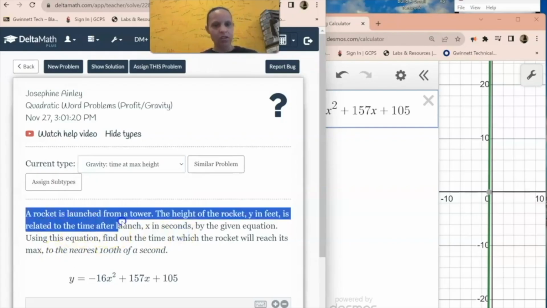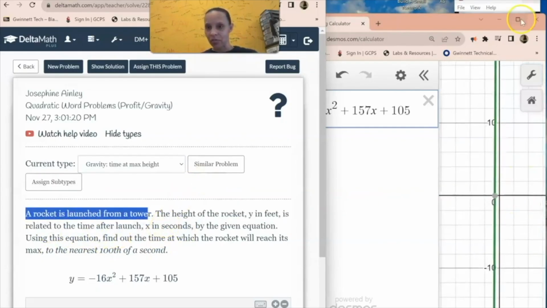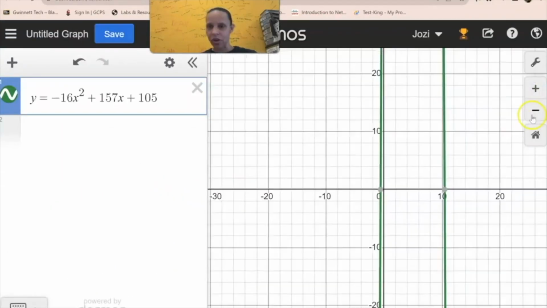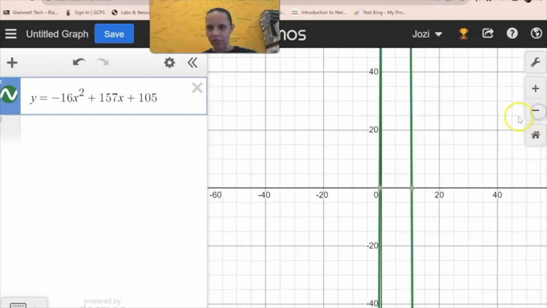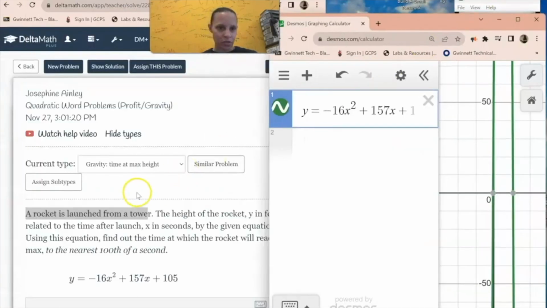So let's read it. A rocket is launched. So that means it's going to go up and then it's going to go down. So if I zoom out, and this is zooming in, this is zooming out. So I'm going to zoom out till I see it. So boom, zoom out. So it's launched, so it's going to go up and then it's going to come down. Okay, so that's already ready to go.